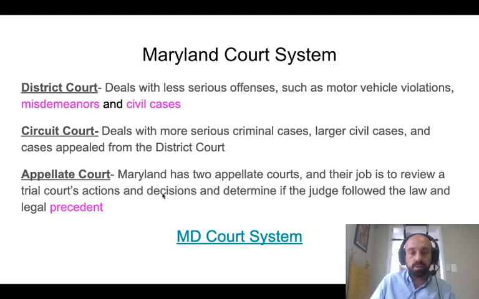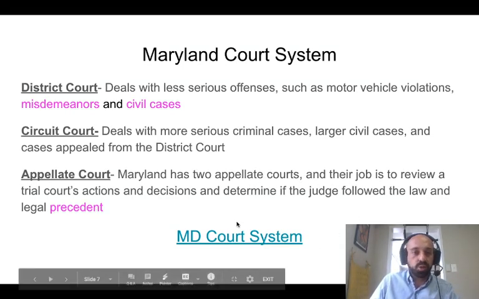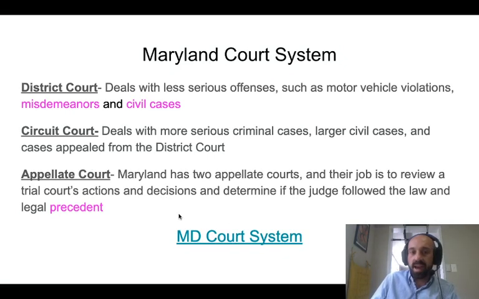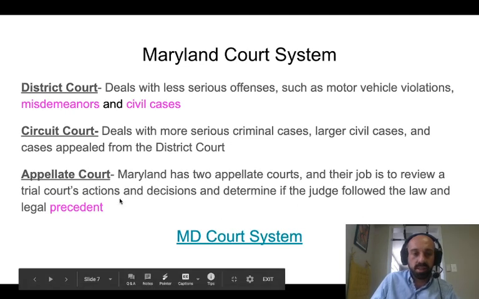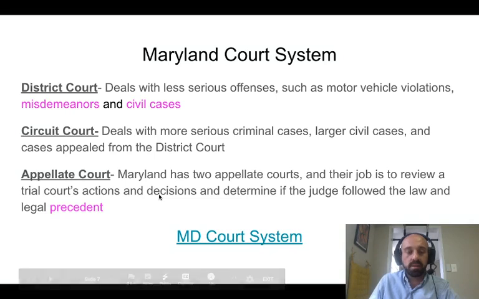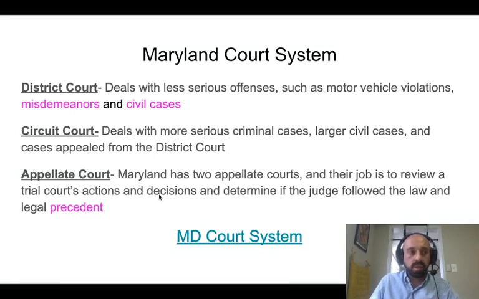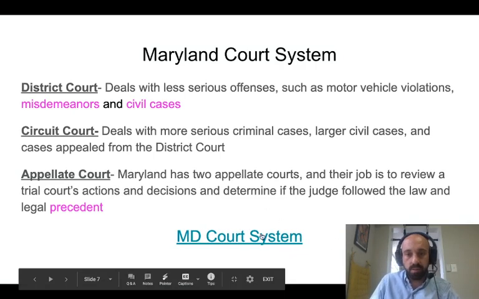And there are two appellate courts in Maryland, and their job is to review the trial court's actions and decisions and determine if the judge followed the law and legal precedent. And that's only if somebody wants to appeal the decision that happened in the lower courts, right?